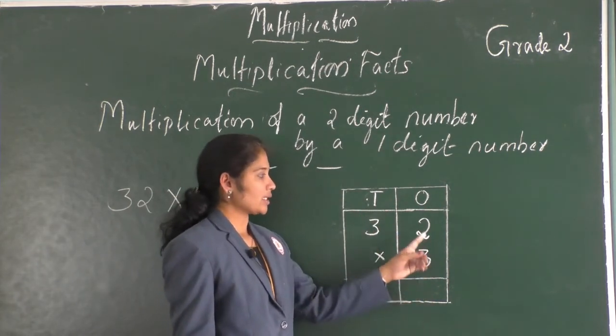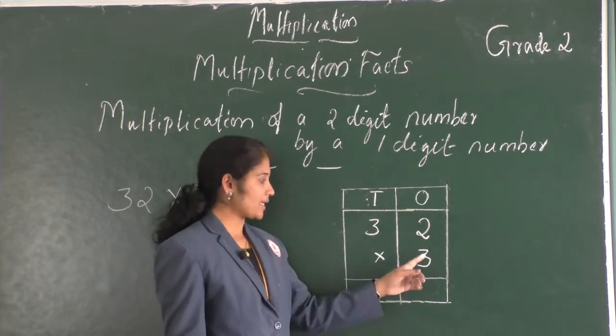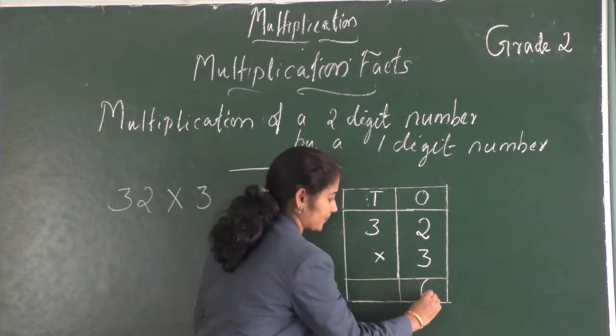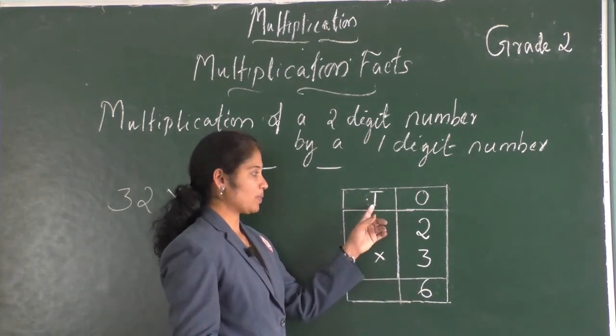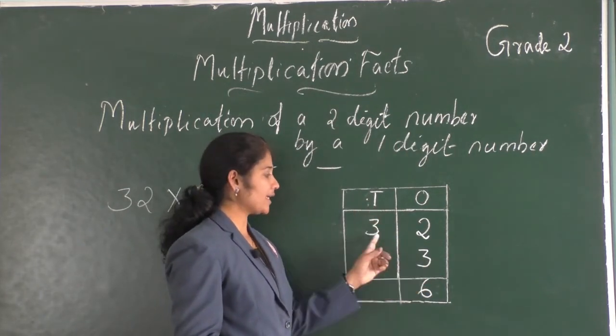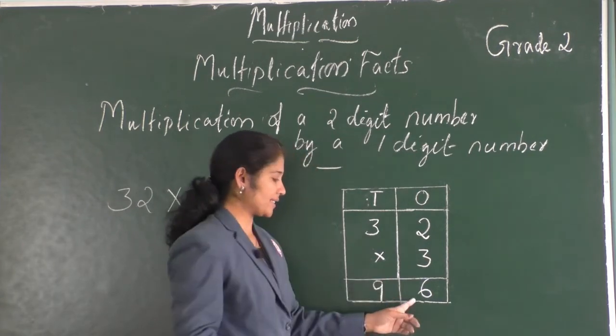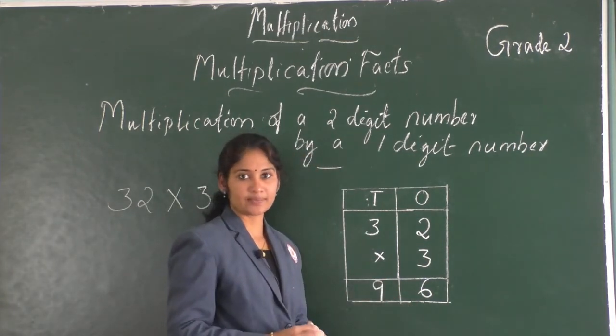So first, which place? Ones place. 3 into 2, 6. Next which place? Tens place. 3 into 3, 9. So our answer is 96.